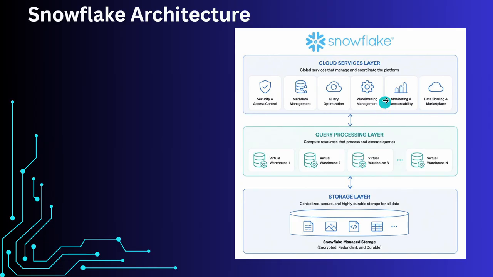Starting from the top layer, the cloud services layer. The slide describes it as a global service that manages and coordinates the platform. And that's a perfect definition. This is the brain of Snowflake. It has six key components working together.